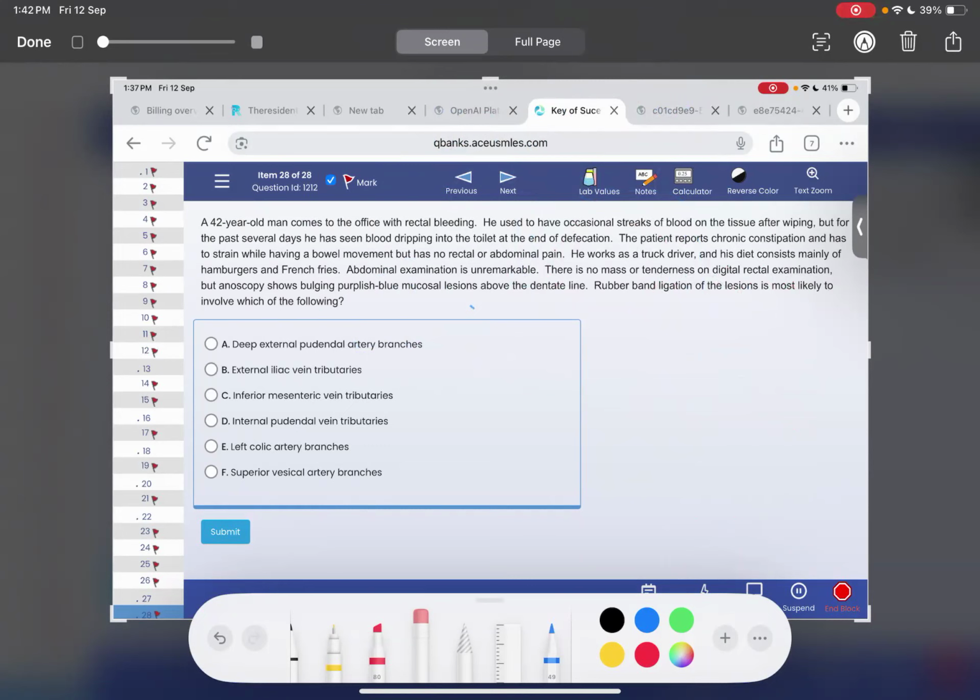There is no mass or tenderness on digital examination, but endoscopic visualization shows bulging above the dentate line. That means it's an internal hemorrhoid. Right? Perfect. So rubber band ligation of which vein do you have? What is your answer over here?